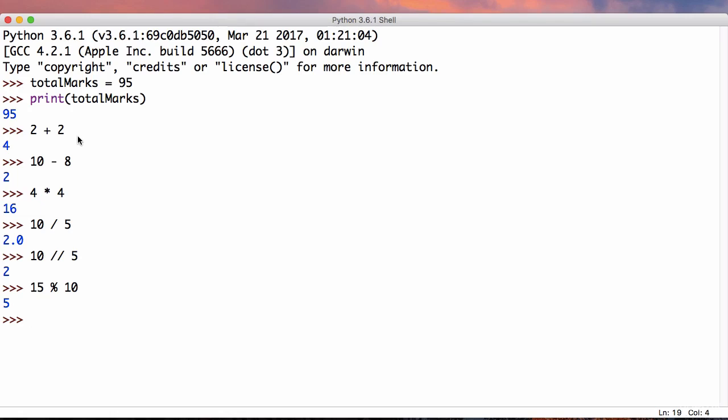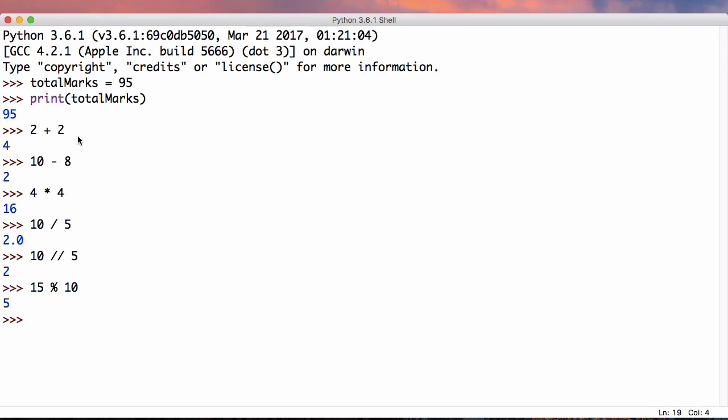The next section of operators is the relational operators, and they are of 6 types. First is the less than operator. Then comes the less than or equal to, then greater than, then the greater than or equal to, then the double equal to, and finally the not equal to. So what does the less than operator do? It checks if the value at the left hand side is less than the value at the right hand side.